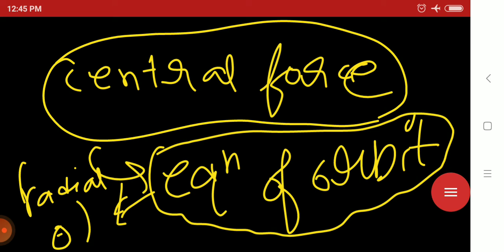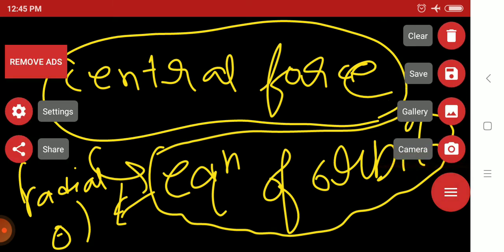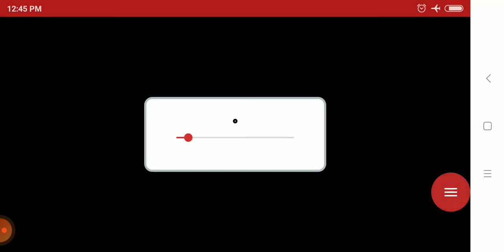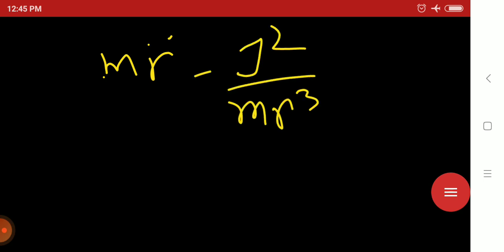That's the main purpose of us. So as a function of theta, how will we get it? Let's start the derivation. For the differential equation of orbit, the first thing, for the generalized coordinate, is mr double dot minus j square by mr cube equals f of r.